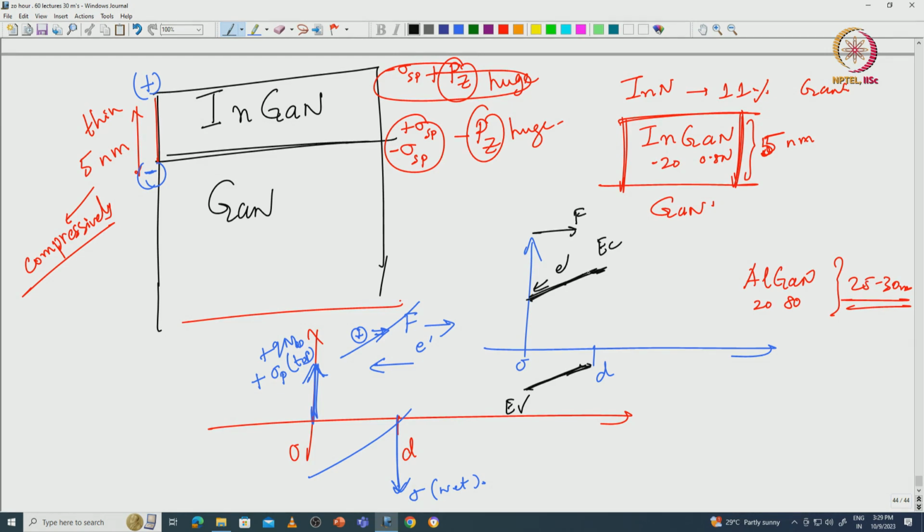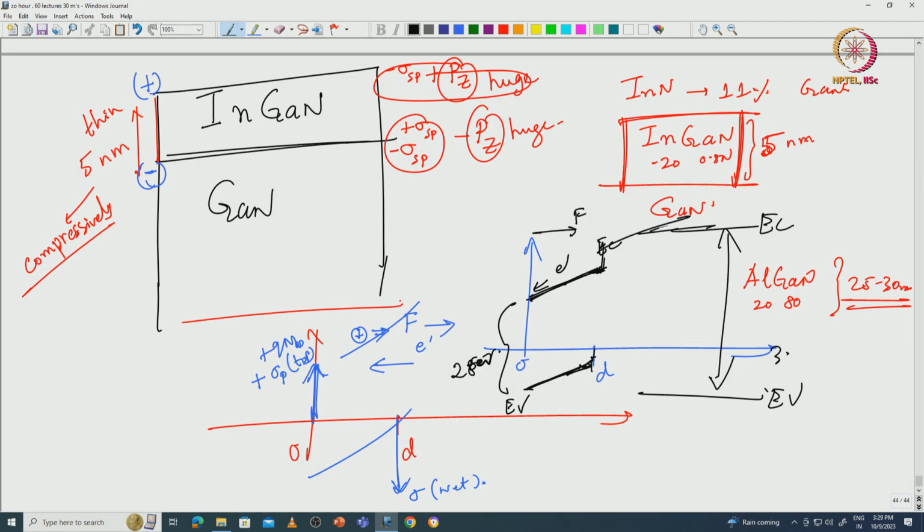Okay, and InGaN has a smaller band gap. This could be, say, 20% InGaN could have maybe 2.5 electron volt or 2.8 electron volt. Okay. So, this is smaller and gallium nitride is bigger. This is gallium nitride conduction band, this is valence band, and this is 3.4 eV. So, what will happen is that at this interface, okay, you will have something like that. You will get a band diagram like that. So, there is no 2D electron gas here, no 2D electron gas.